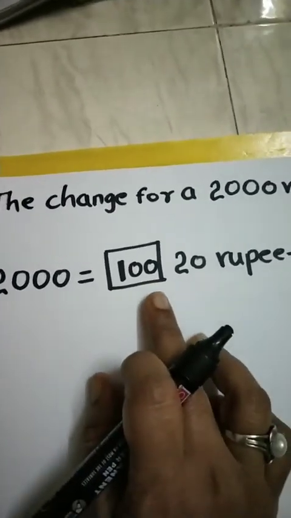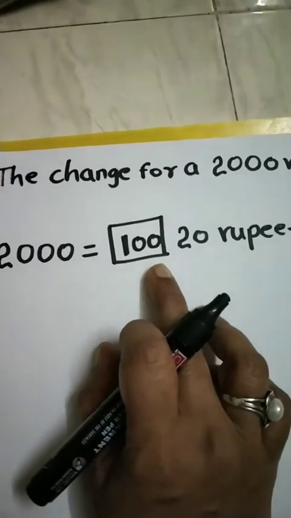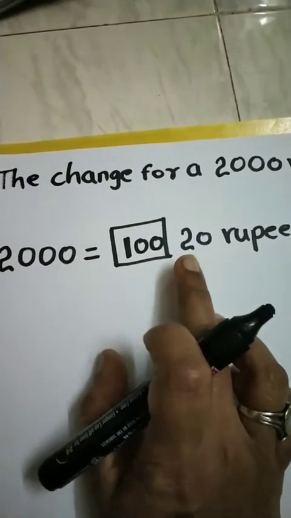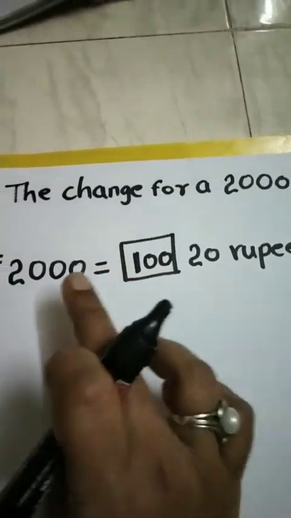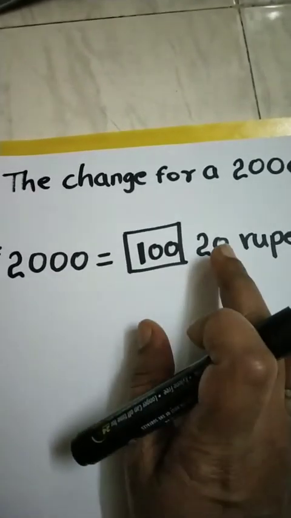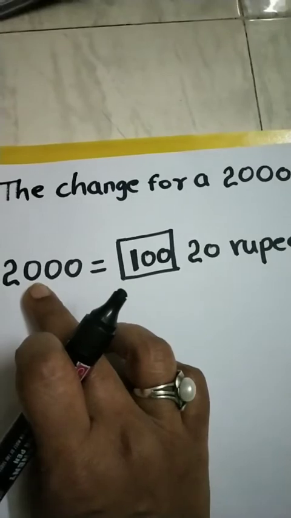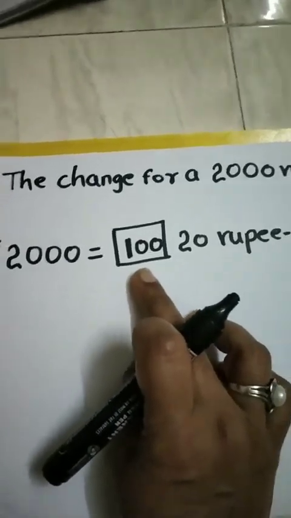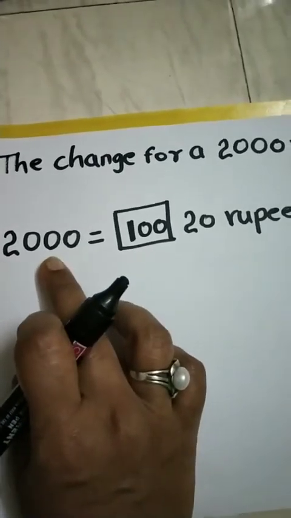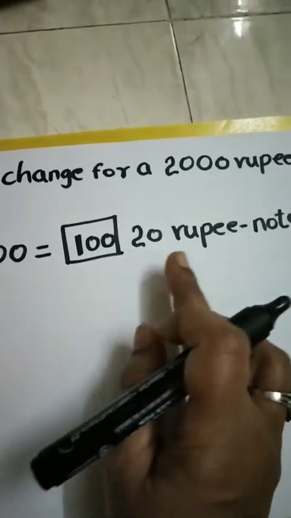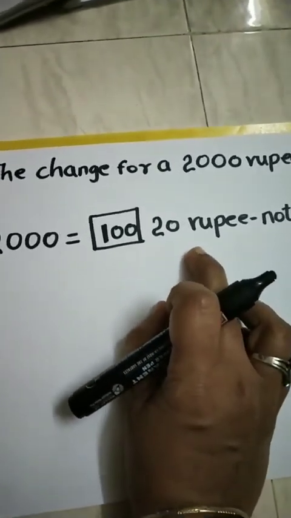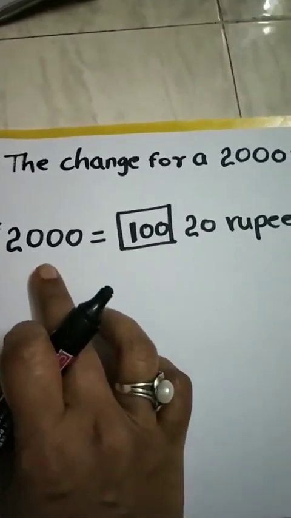If you want to cross check your answer, you can multiply this. 2 ones are 2 and these 3 zeros, 1 2 3. So 20 multiplied by 100, you get 2000. So you need 100 notes of 20 as a change for rupees 2000.